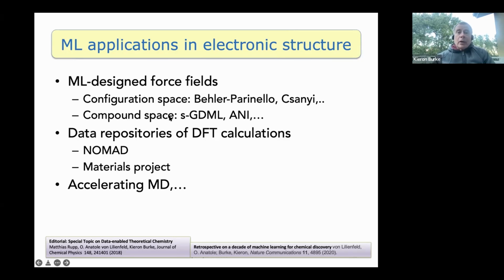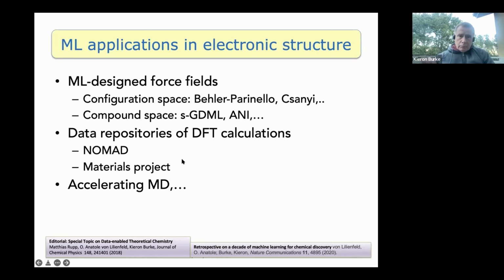On the other hand, chemical compound space has been developed, where these methods include, say, up to a dozen different atoms, main group chemistry, and you want to explore all the molecular structures they can make.